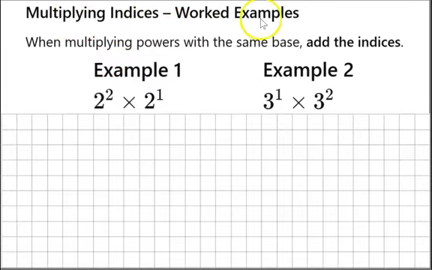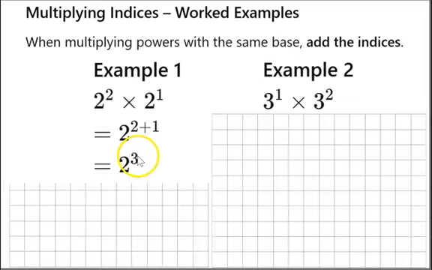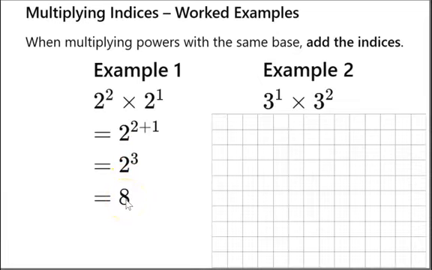Multiplying indices worked examples. When multiplying powers with the same base, we add the indices. Example 1. 2 to the power 2 times 2 to the power 1. We have the same base, so the big number at the bottom is the same, it's a 2. So we can just add the powers. So we get 2 to the power of 2 plus 1, which is 2 to the power of 3. And that gives us 8, because 2 by 2 by 2 is 8.